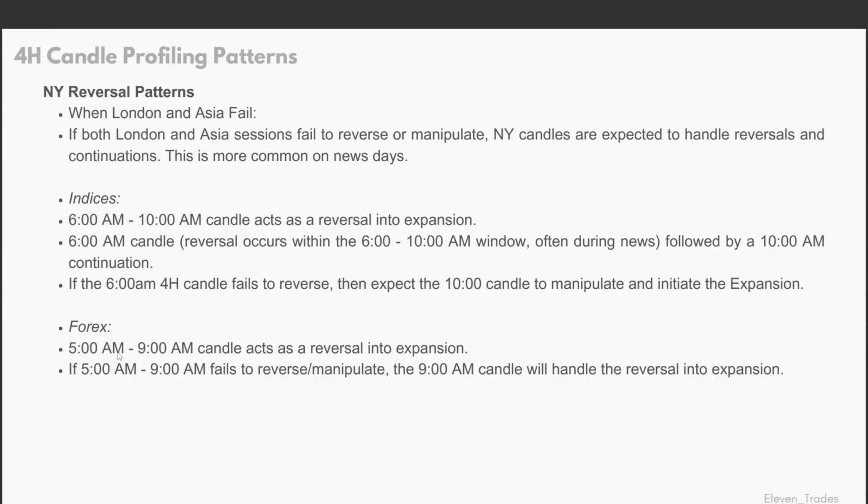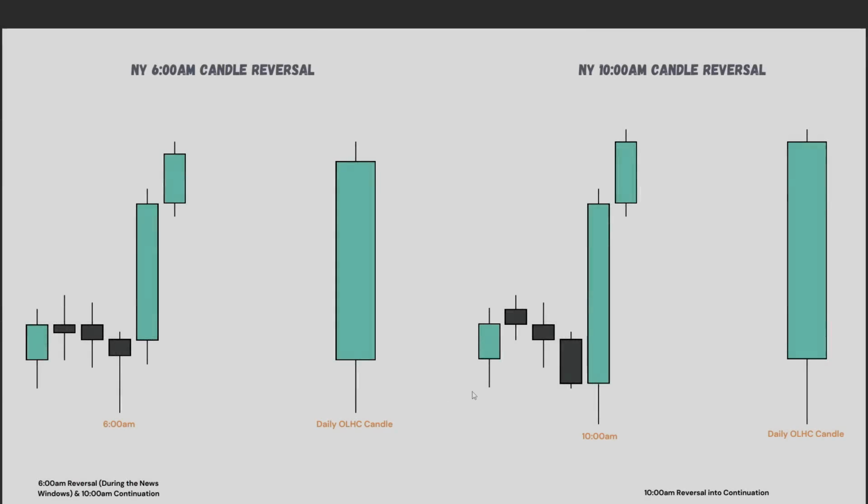For the Forex New York reversal, you have to focus on the 5 a.m. to 9 a.m. candle. Or if the 5 a.m. to 9 a.m. candle is failing to reverse, then the reversal will likely occur on the 9 a.m. 4-hour candle. So these are the schematics.